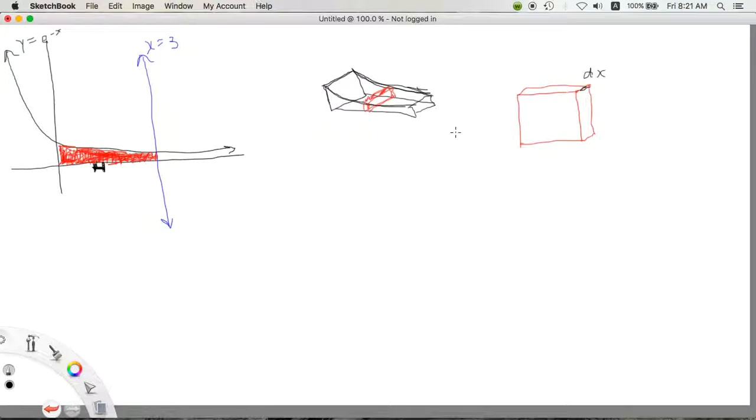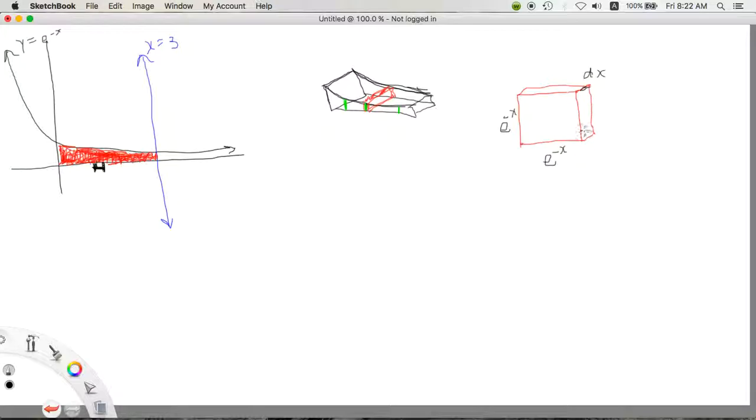Well, it says that the plane cross sections perpendicular to the x-axis are squares, so we know that they're equal length. But we also know, what is this? What is this height here? What is this length here? Right, it's the function itself. So this height is e to the negative x, and because we know it's a square, its width is going to be e to the negative x also. So we have each of these little slices that we're going to find the volume of.